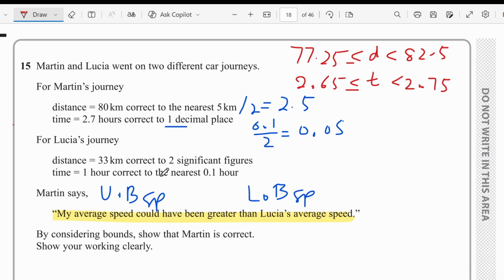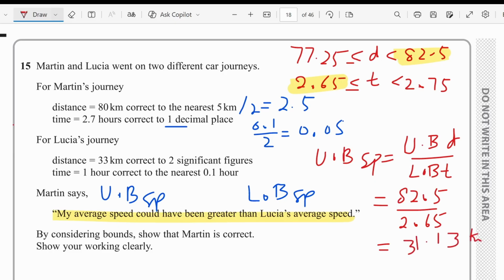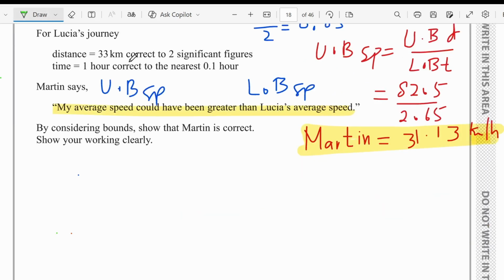The upper bound speed of the first one would be upper bound distance divided by lower bound time, because the maximum speed can be found by dividing the maximum distance by the minimum time. So we have 82.5 divided by 2.65. This would be equal to 31.13 kilometers per hour.